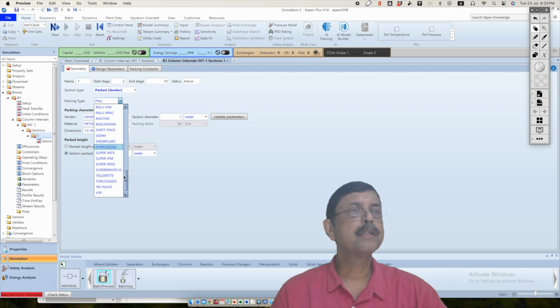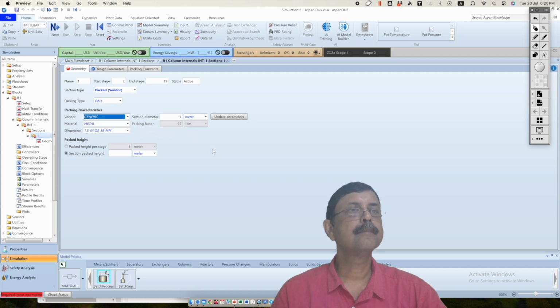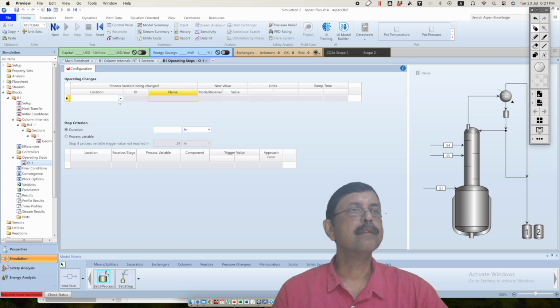There are so many options. And the vendor may be either MTL, Norton, Glitsch. There are standard vendors available for those packing materials. So all this information has to be given. So these are the column internals, how you can choose. Now, operating steps, this is important for the batch separation process. For instance, you can choose location.